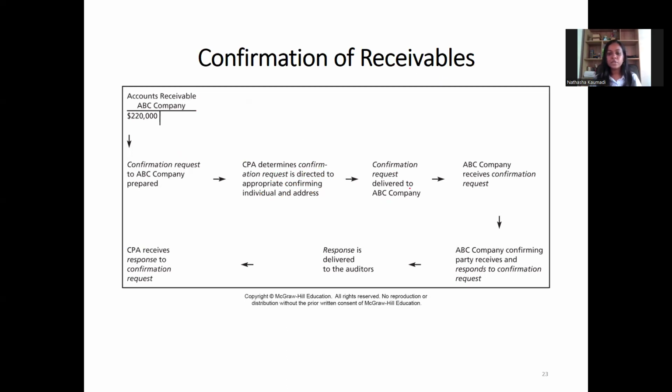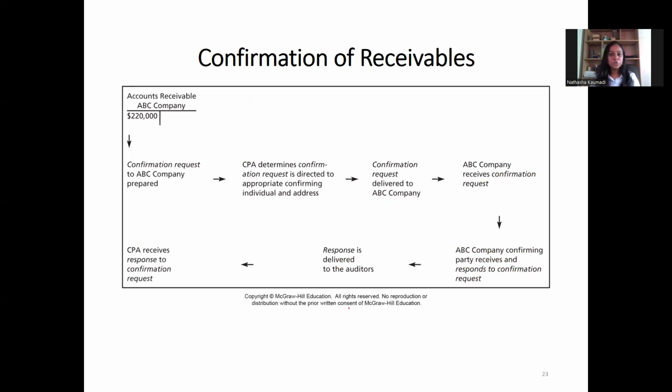Confirmation request delivered to ABC company. All right. The confirmation request we sent, now it is delivered to the debtor. ABC company receives confirmation request. ABC company confirming party receives and responds to confirmation request. Now that particular company's confirming party, maybe the finance, is responding. Response is delivered to the auditors. Okay, that response is received by the auditors.